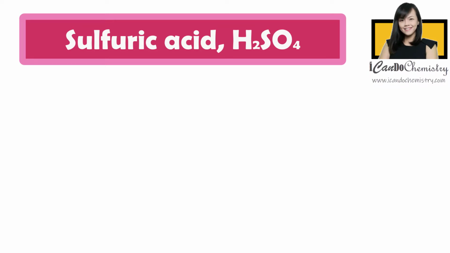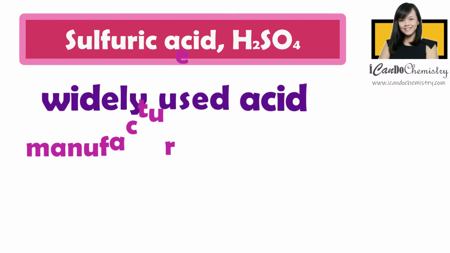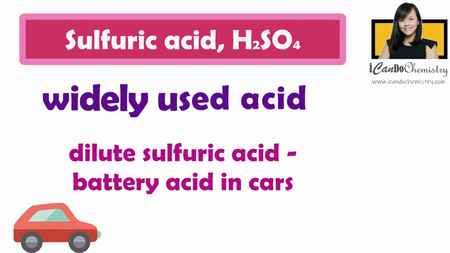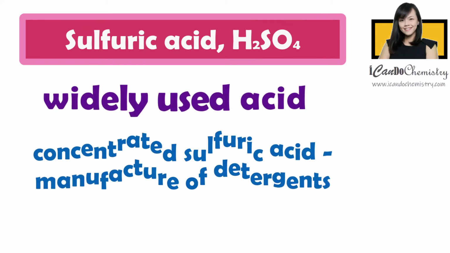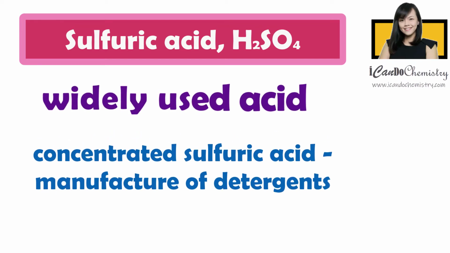Sulfuric acid. Chemical formula H2SO4. Sulfuric acid is one of the widely used acids. It is an important ingredient for the manufacture of fertilizers. Dilute sulfuric acid is used as battery acid in cars. Concentrated sulfuric acid is used in the manufacture of detergents.